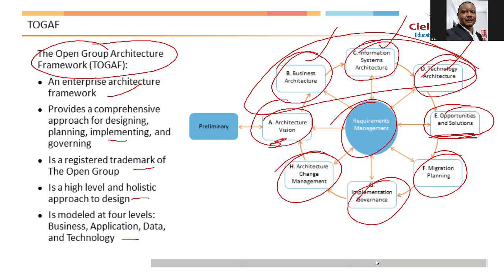So TOGAF is very practicable. Unlike the Zachman model, TOGAF actually gives you a structured, implementable, step-by-step approach that you can actually take, especially when implementing enterprise architecture within your organization.